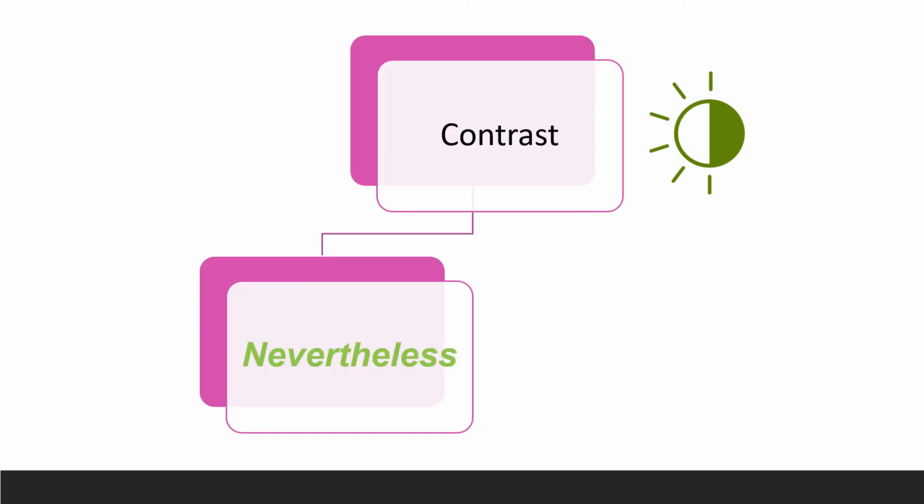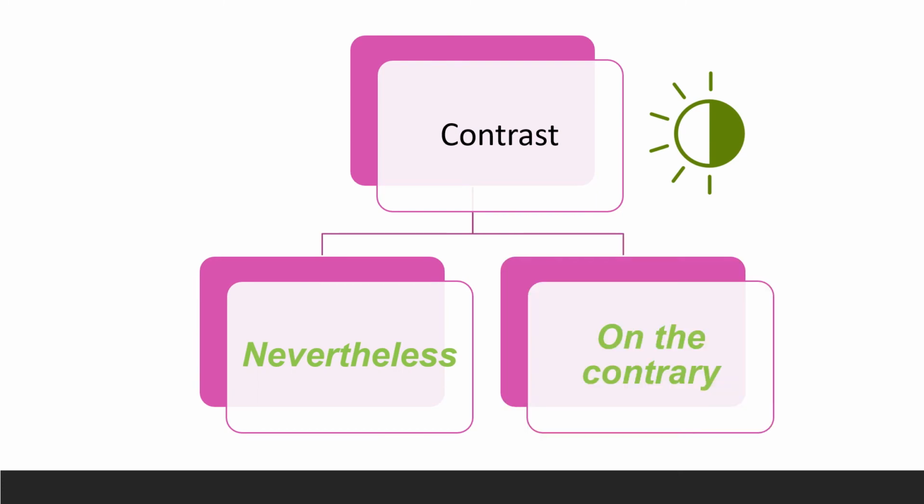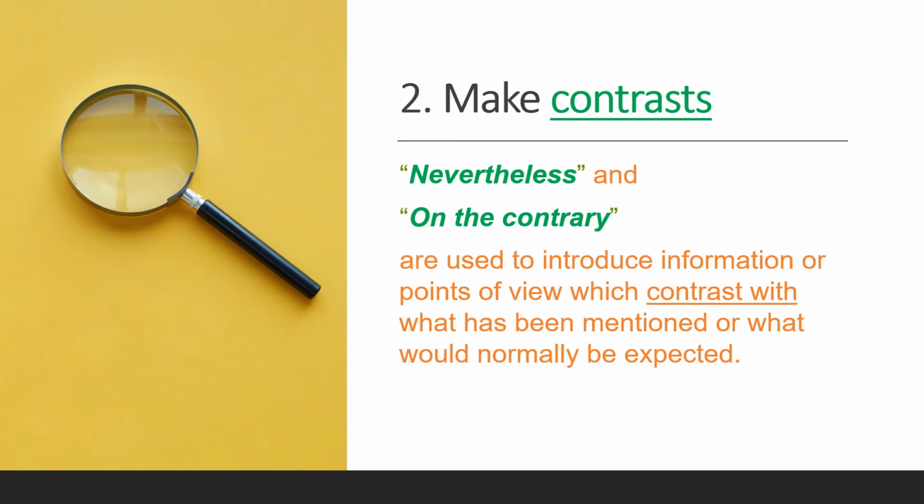After talking about the connectives used to make comparisons, let's take a look at how we can make contrasts using these two connectives, nevertheless and on the contrary. Nevertheless and on the contrary are used to introduce information or points of view which contrast with, that means different from or opposite to, what has been mentioned or what would normally be expected.